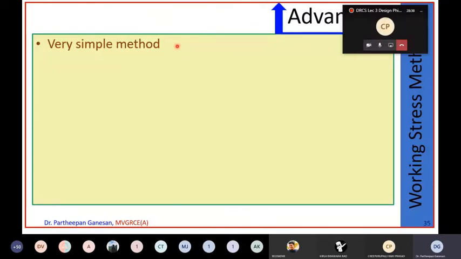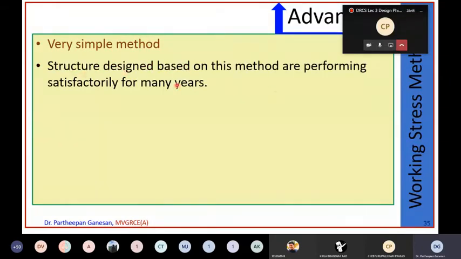So it's a very simple method. Anybody can design the structure based on working stress method very easily. Structures designed based on this method have been performing satisfactorily for many years. Some structures are serving their life for more than 1000 years also, designed based on working stress method.